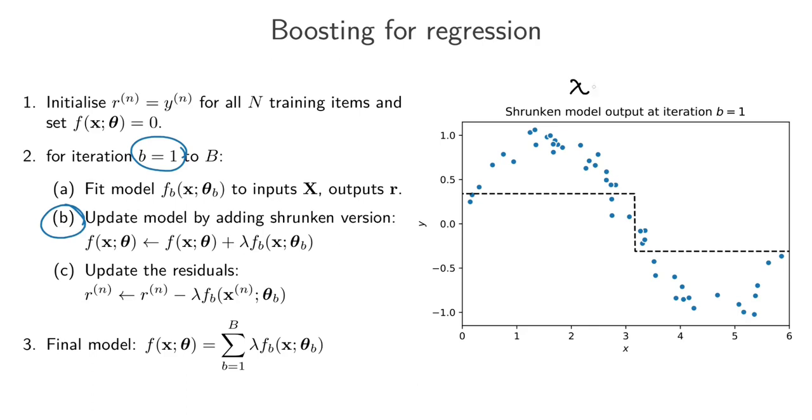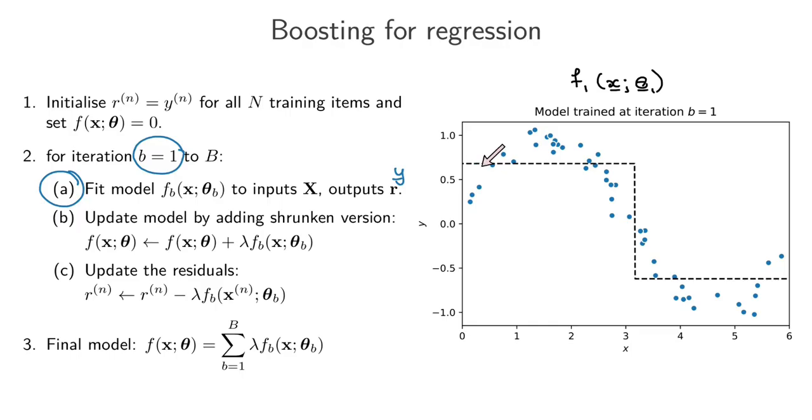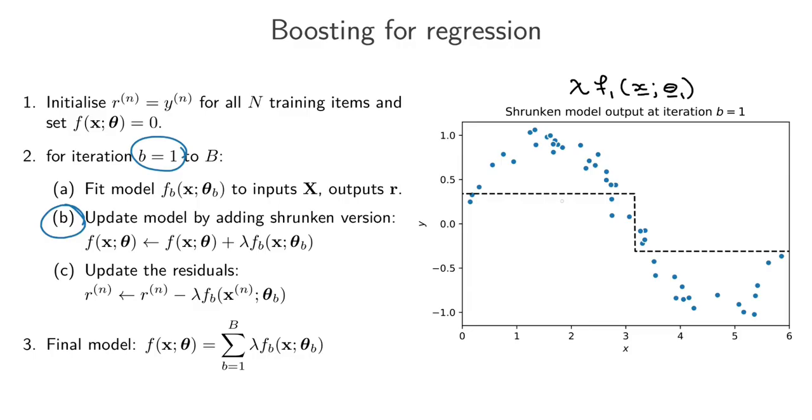Our model is simply lambda, which is some parameter that you can choose, times f1(x; theta 1), some scaling parameter. If we go back to the previous slide, we simply took this prediction and we just scaled it. And that's what's giving us this prediction in step B. Now we go on to the next step.